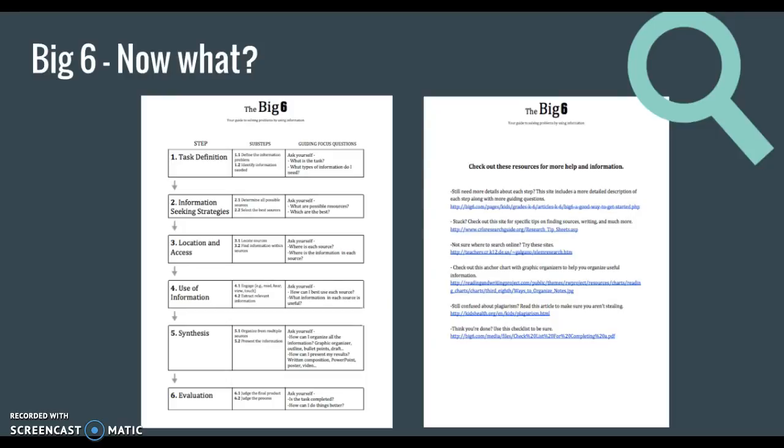I am super pumped about what you're going to do with the Big Six. I know that you can apply it to a lot of areas in your life, not just in fourth grade, but I'm particularly excited to see your final product with this. Again, if you have any questions, stop by the library.